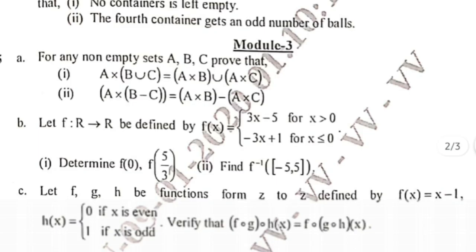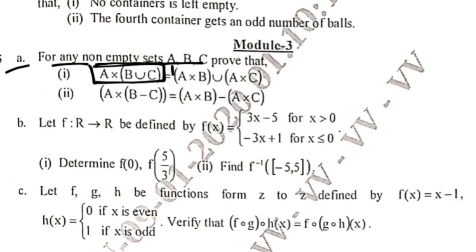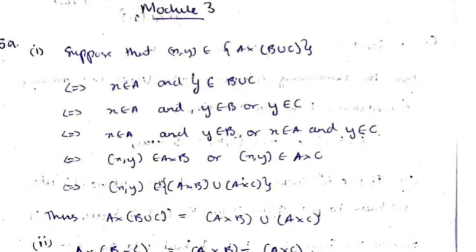Okay, moving on with module 3, we have the first question, which is, for any non-empty sets A, B and C, prove that A cross B union C is equal to A cross B union A cross C. Okay, and the second question is also a similar type. Let's see one by one.